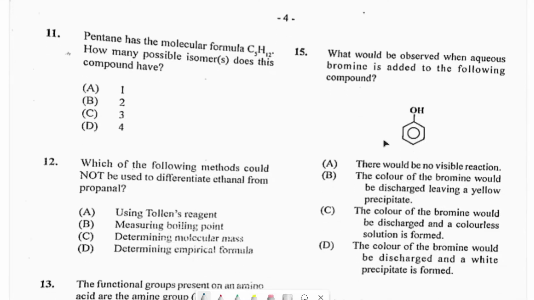Alright, number 11. Pentane has the molecular formula C5H12. How many possible isomers does this compound have? 3. Just swap this. You could work it out, but just swap it.